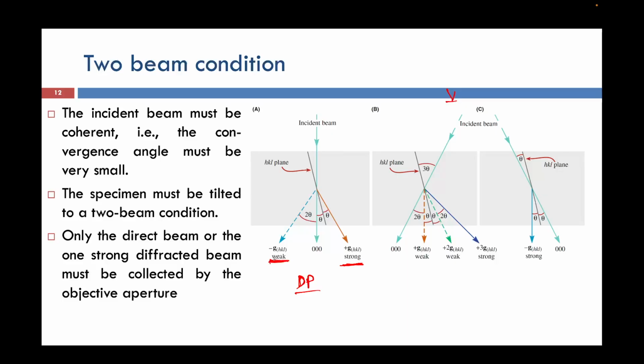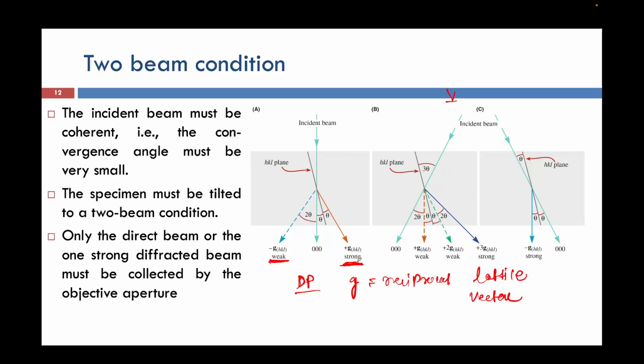Then you can see this plus G, which was earlier a strong reflection, that means this plus G is associated with the diffraction spot, right? So the diffraction spot which is situated at a distance of G. G is, let's say here I am writing, the reciprocal lattice vector, okay? So now this plus G was a strong reflection.